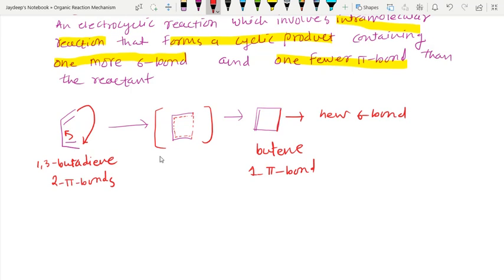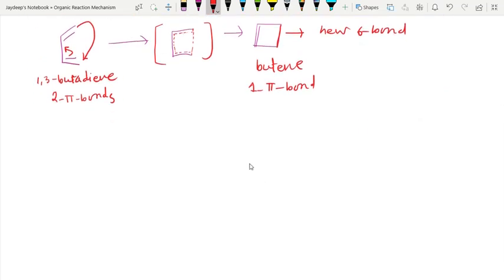So the student should remember these things. After the formation of the cyclic ring, one pi bond is lost and one new sigma bond is formed. So we can say that two pi bonds are used to form one sigma bond in the case of ring closure type of reaction. Let us see another example.